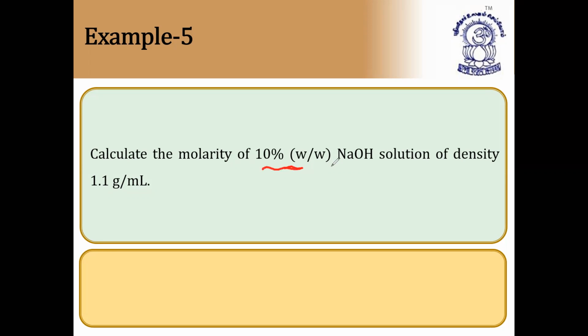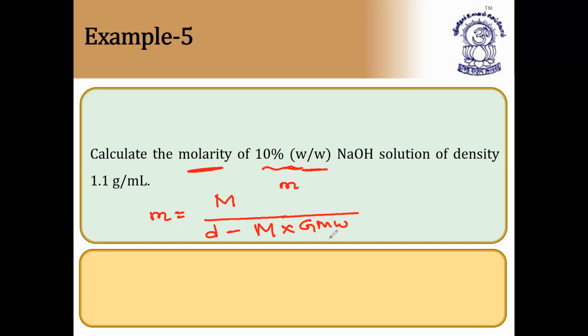So 10% weight by weight means here they are given mass percentage. From mass percentage you can find small m, and from small m you can find molarity, capital M. So how to find molarity from small m? Small m is equal to capital M by D minus M into gram molecular weight of solute, where D is density. The solute is sodium hydroxide. So use these two formulas.